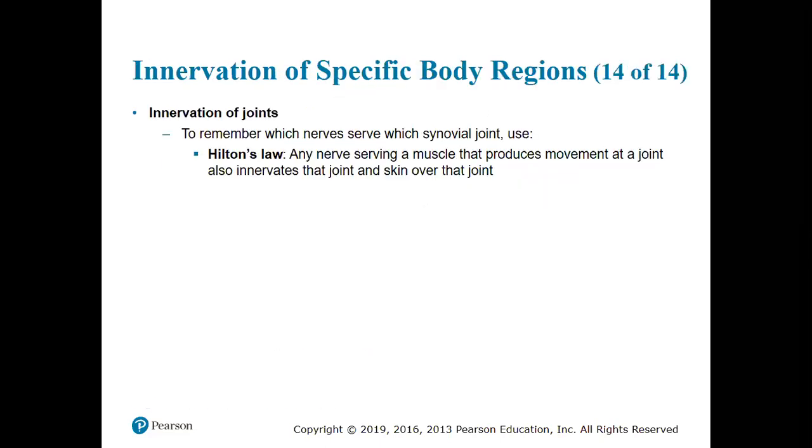And we're getting close to this. Hilton's law. I want to just point this out. Any nerve serving a muscle that produces movement at a joint also innervates that joint and the skin over the joint. So that's Hilton's law. Just make sure we know that one when we're talking about nerves.